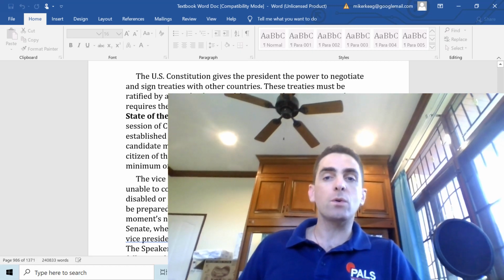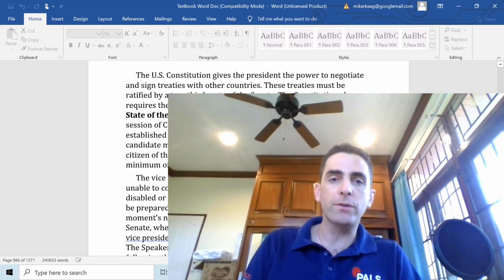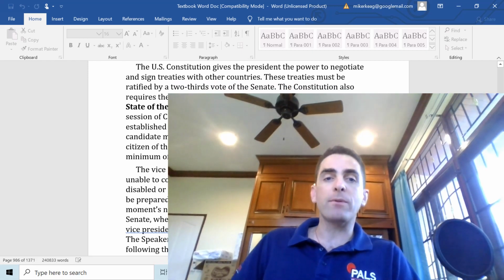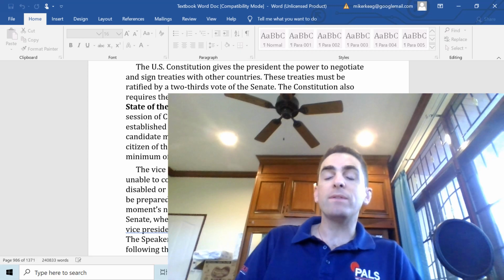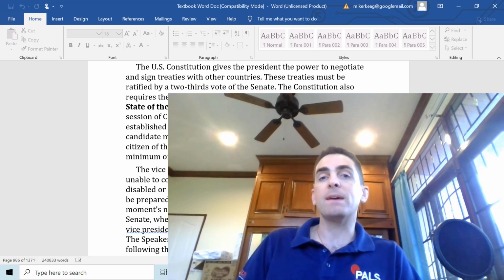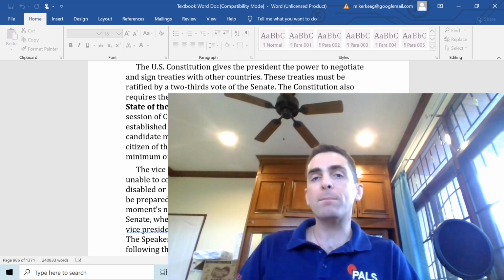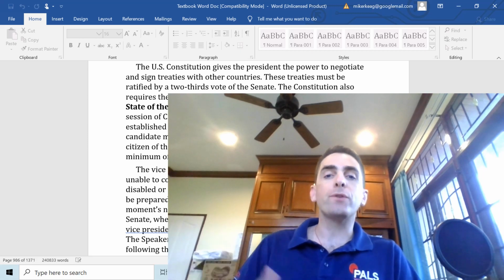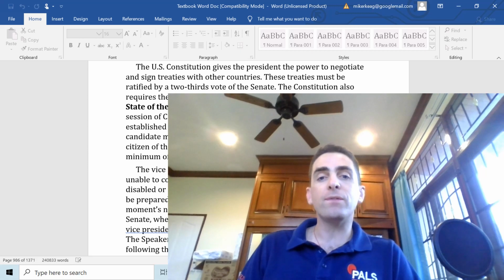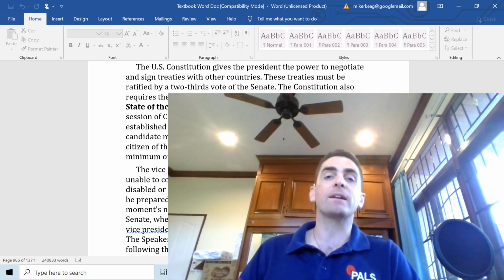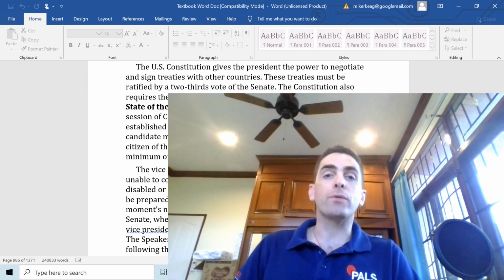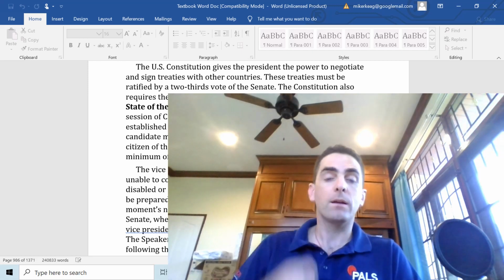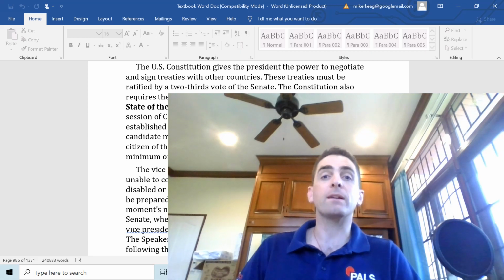The president can also negotiate and sign treaties with other countries. Again, these treaties must be ratified by a 2/3 vote of the Senate. Okay, now remember, in a previous video, we talked about the Senate. The Senate is made up of 100 members, 2 members from each state. So with these foreign treaties, if the Senate thinks that the president is acting in a way that is undesirable, they just need a 2/3 majority to prevent the treaty from coming into being.